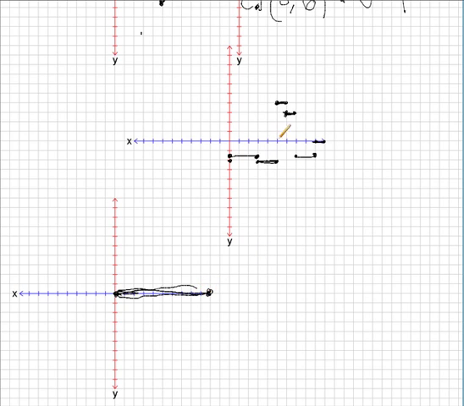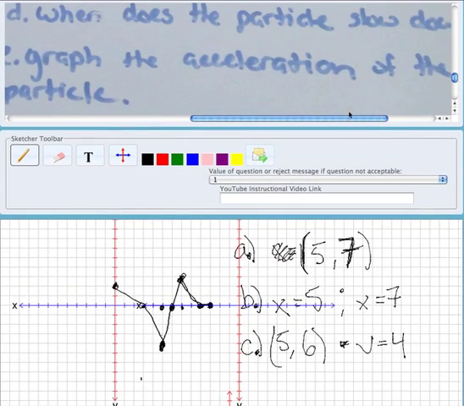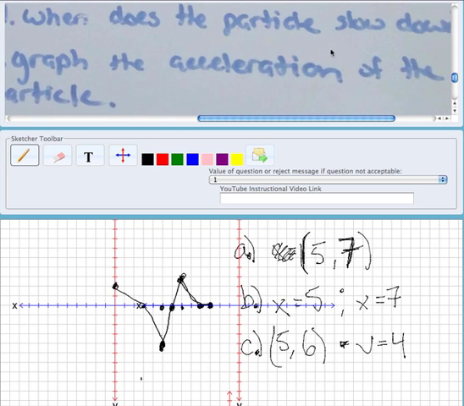And then maybe they're asking for the biggest jump, and that would be at 6. 6 would be the biggest jump. It goes from -2 all the way up to 4. So I'm guessing for D, we'll just say that, right? So I think that was E. When does the particle slow down, and graph the acceleration?